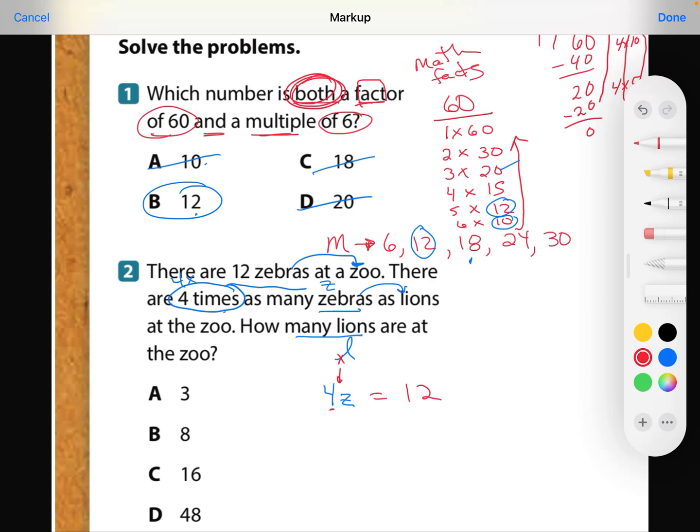So this is asking 4 times, this is what you did when you were little in 3rd grade and 2nd grade, 4 times what equals 12. And that's what basically we're trying to figure out. So we have it set up right. It's an equation because we put in an equal sign. We do know that there are 12 zebras at the zoo.